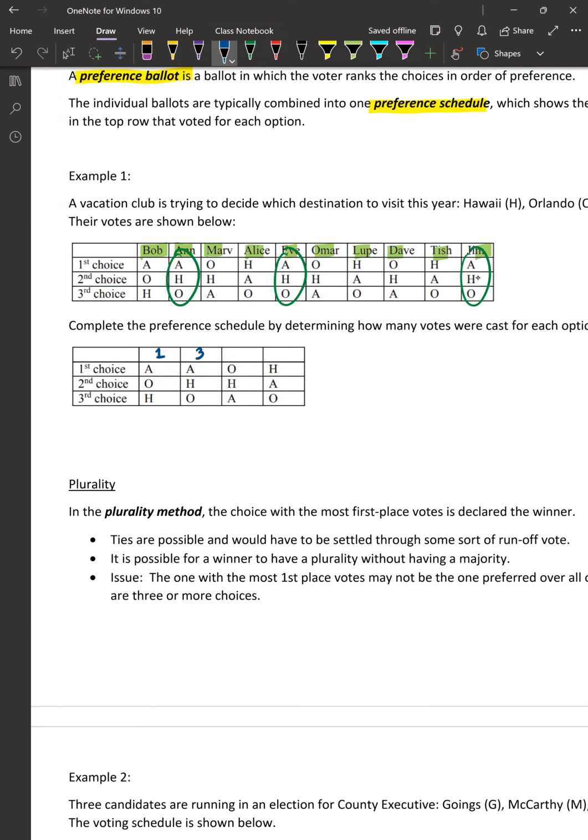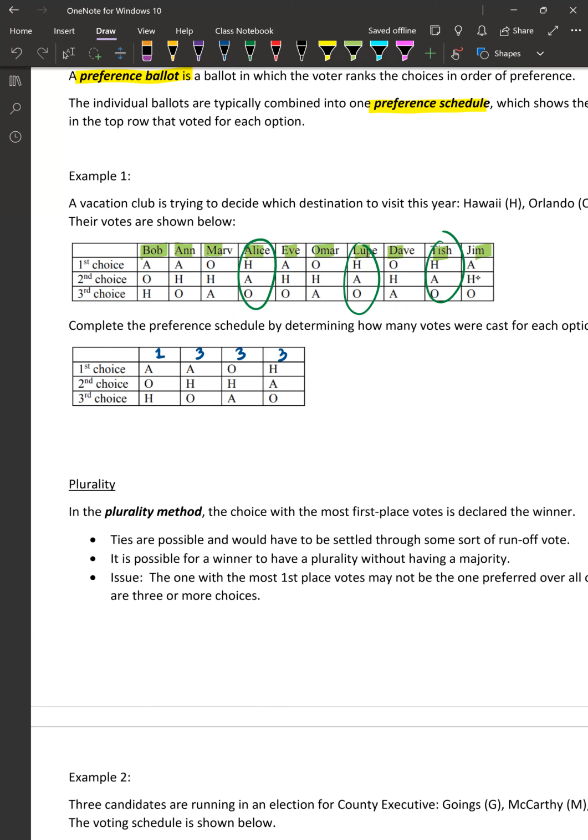All right, now let's look at the next one. That was Mary. So Mary had OHA. How many other OHAs were there? There's one. There's one. I think just those 3. So there were 3 of these. And then, of course, the rest of them have to be HAO, but let's count them anyway. That's Alice, Lupe, and Tish. All right, 1, 2, 3. So that would be 3.